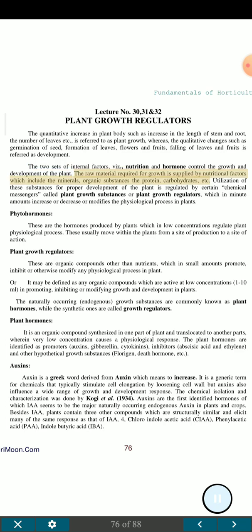The raw material required for growth is supplied by nutritional factors, which include the minerals, organic substances, the protein, carbohydrates, etc. Utilization of these substances for proper development of the plant is regulated by certain chemical messengers called plant growth substances or plant growth regulators, which in minute amounts increase or decrease or modify the physiological process in plants.